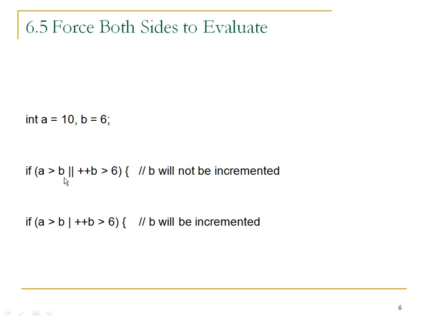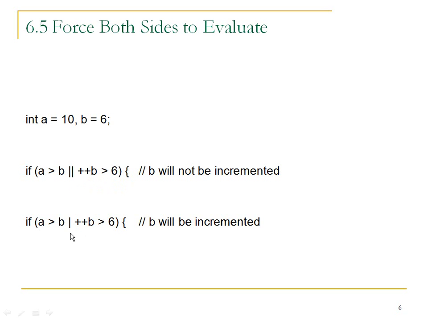So if it's a short-circuit OR, we will not go over to the right-hand side and evaluate it. And here's the side effect. There are lots of possible side effects, but the one that we know about right now is we could increment a variable on the right-hand side. So in this case, B would not get incremented because the left-hand side evaluated to true and the operator short-circuited and did not go and increment the B as part of evaluating the right-hand side.